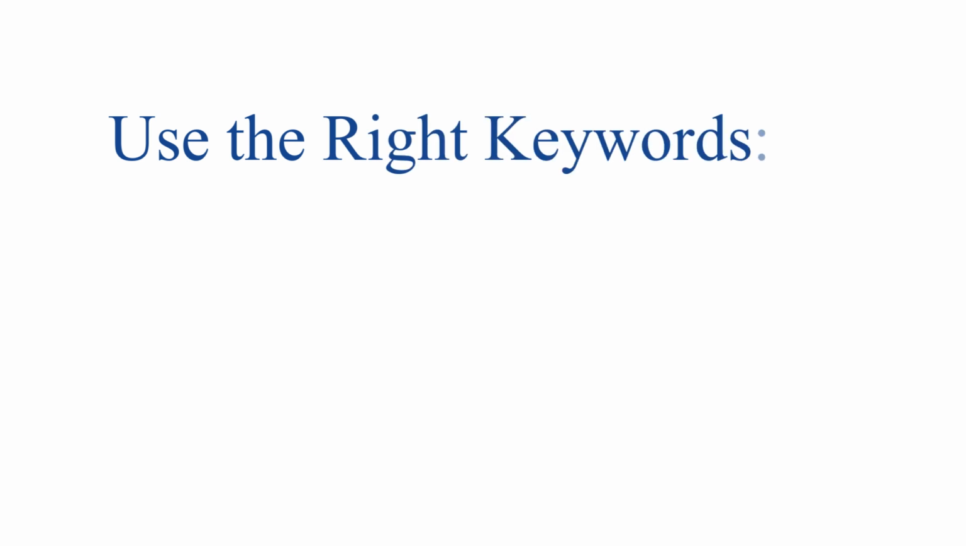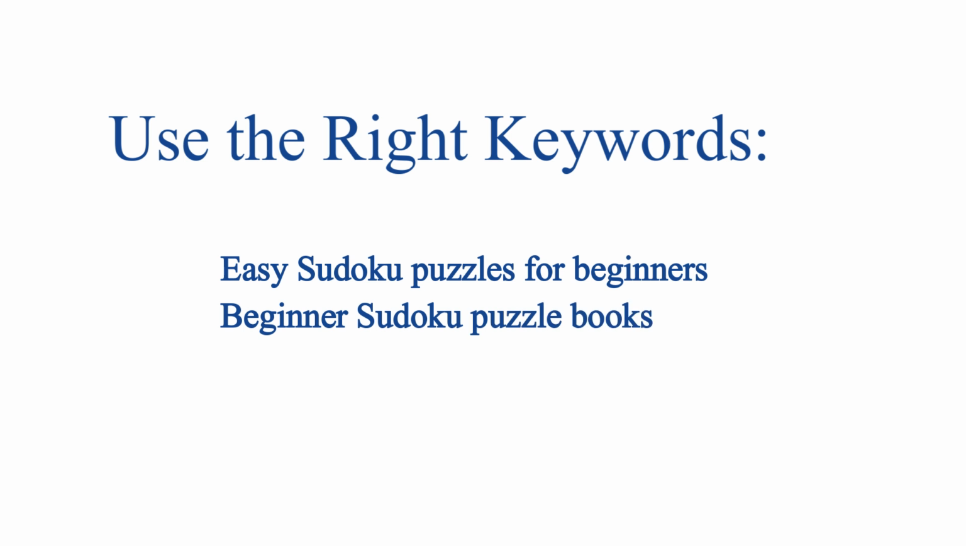And also use the right keywords. Keywords are just as important as categories. Think about what your target audience is likely to type when searching for a puzzle book. For example, if your book is aimed at beginners, use keywords like easy Sudoku puzzles for beginners, beginner Sudoku puzzle books, brain training for seniors, for more advanced difficulty aimed at older readers.